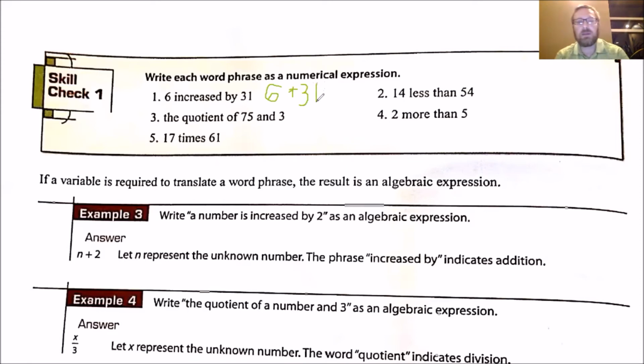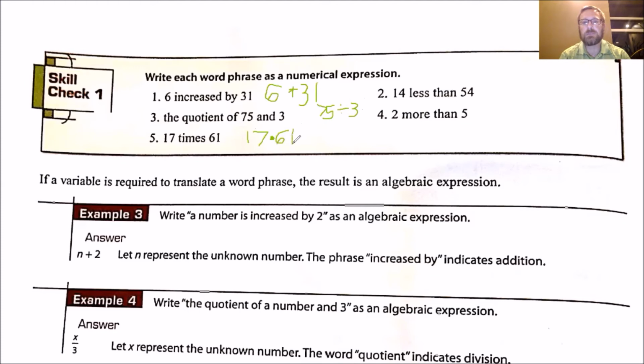All right, and then number 3 says the quotient of 75 and 3. So that'd be 75. You could put it over 3. Or you could write, instead of that, divide by 3. They mean the same thing. And then on number 5, it says 17 times 61. Let's write good old 17. That is the best way I can do a dot on this computer. That's a dot. Times 61.